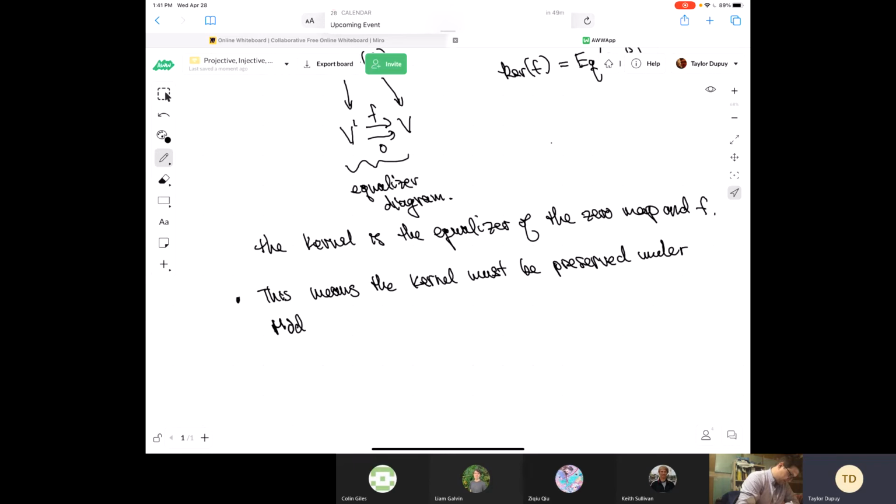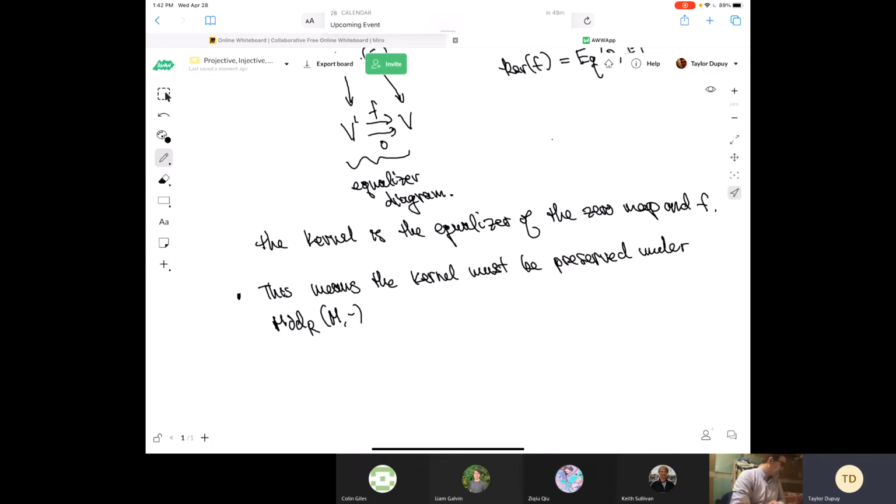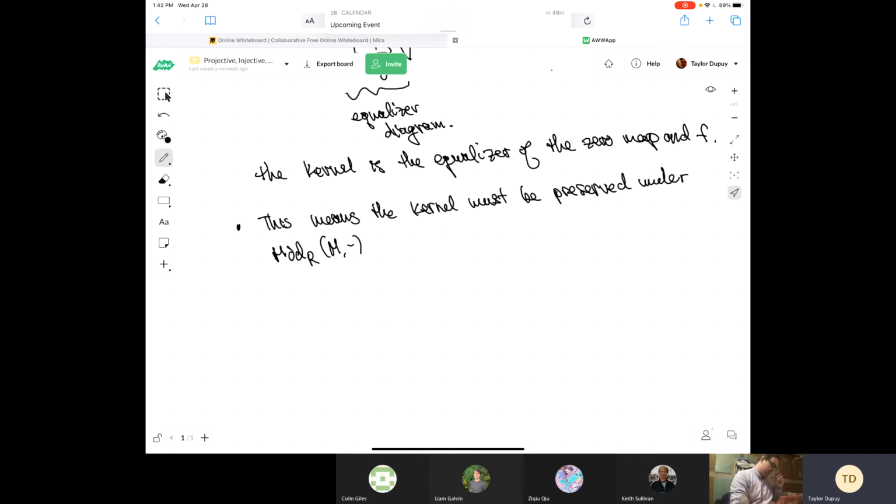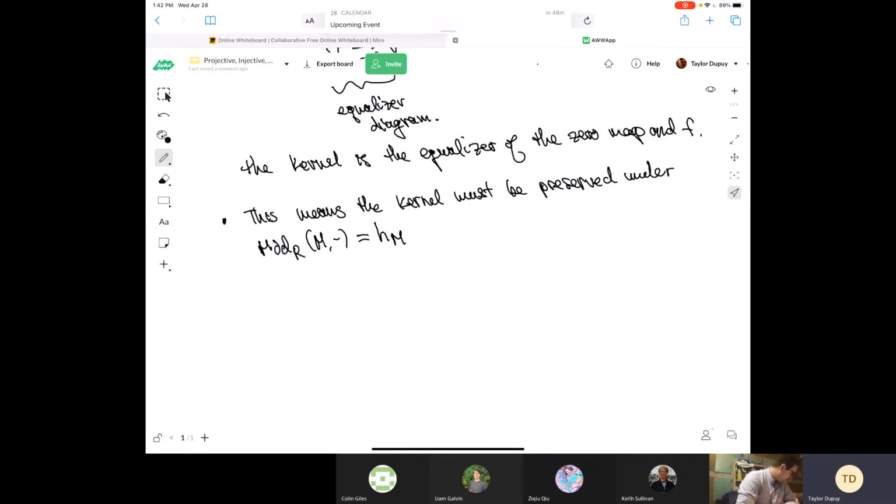What we're calling it, mod R M dash. In particular, we call this functor HM. So this means that HM of the kernel of F is equal to the kernel of HM of F, and this is what we also called F star.